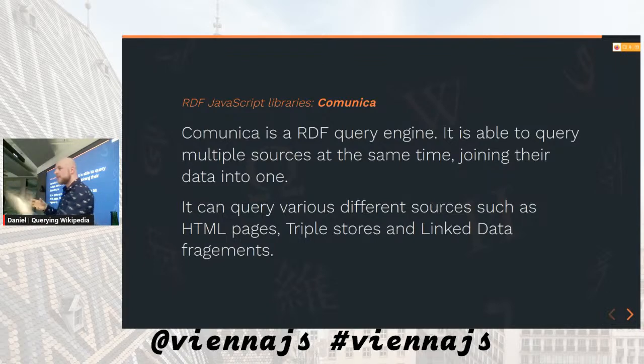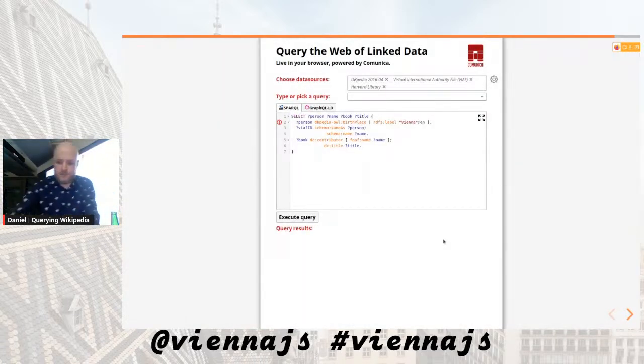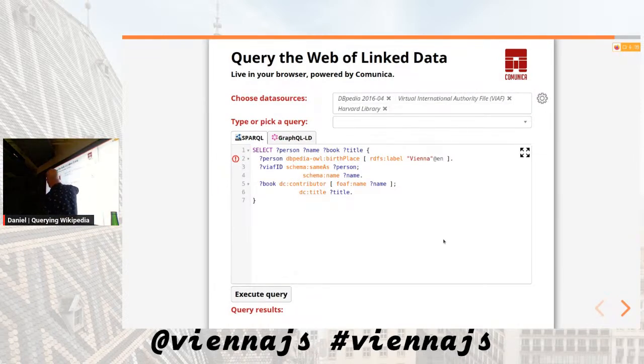normalize whatever it gets and normalize the outcome. So what does that look like? What we see here is just a website where you can use it in a browser. What we see are three sources. We see a DBpedia data dump. We see the Harvard library, which is a SPARQL endpoint. And we see the VIAF.